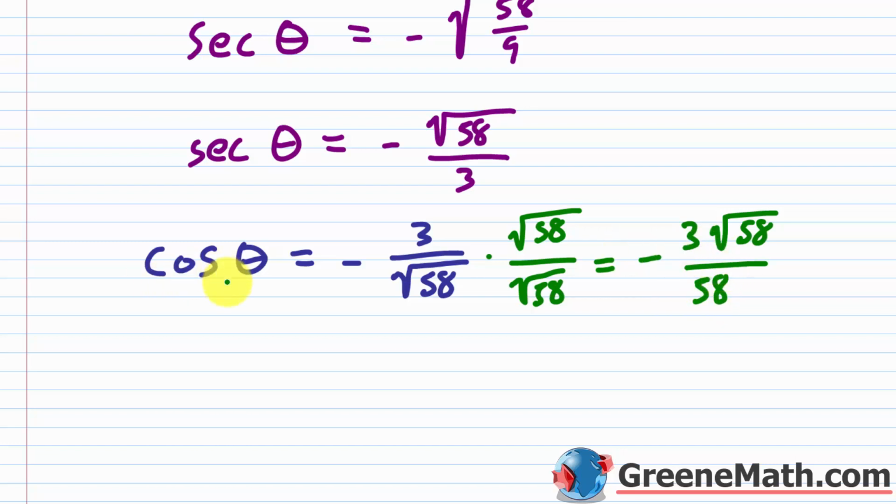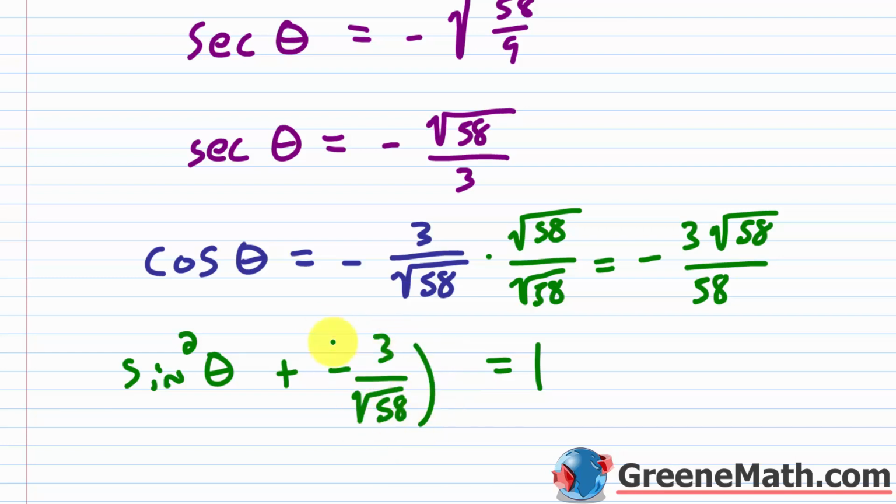I also wanted to find sine of theta. So sine of theta, what is that equal to? Remember, sine squared theta plus cosine squared theta is equal to 1. Well, I can plug in for the cosine squared theta. I'm just going to plug in the non-rationalized version here. So I'm going to put negative 3 over square root of 58. You don't need the rationalized one because this is not the final answer.